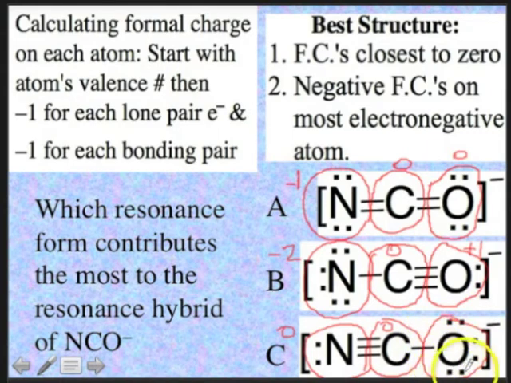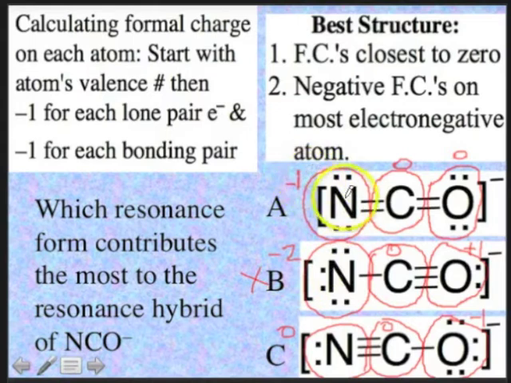6, 5, 4, 3, 2, 1, 0, minus 1. So there's our minus 1. So it's not going to be this one because this has the most extreme range of formal charges, minus 2 and plus 1. And so we can leave that out.